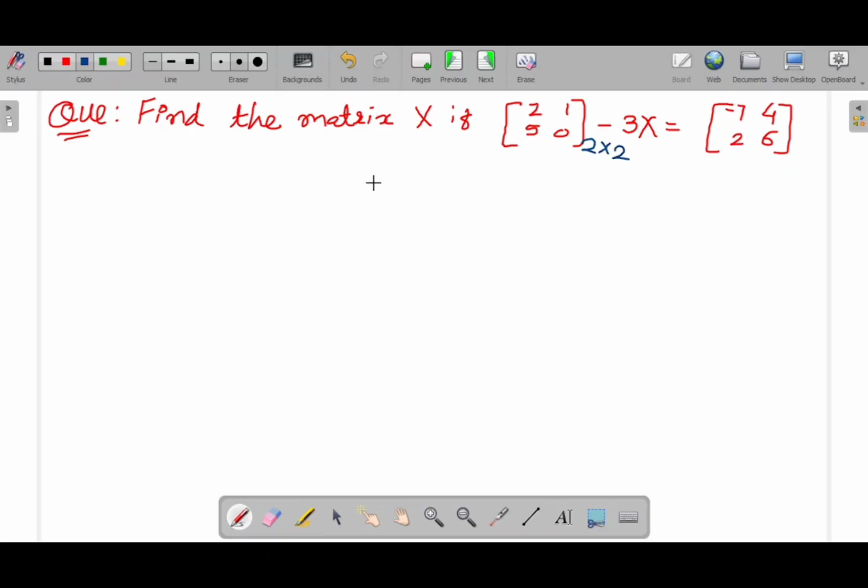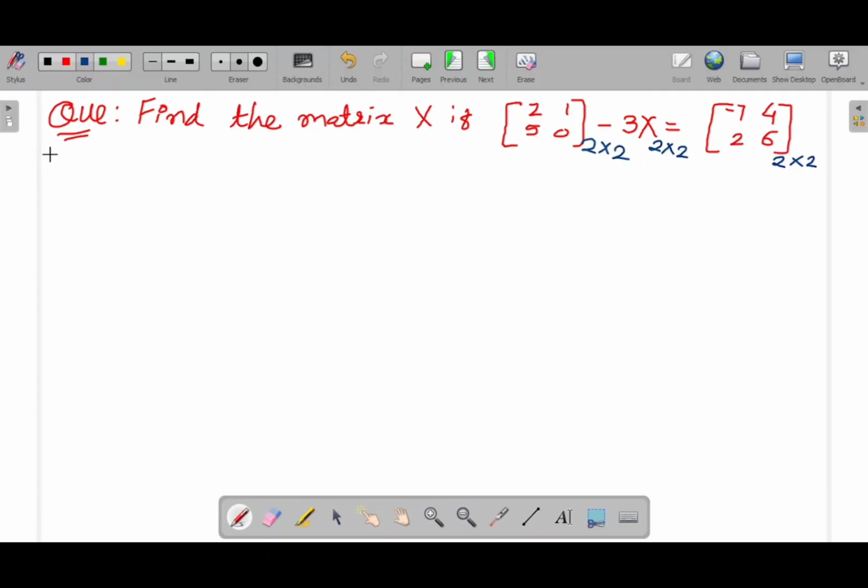During our second video on addition and subtraction of matrices, we learned that two matrices can be added or subtracted if their orders are the same. So here, according to that rule, the order of matrix X should also be 2 by 2. And because of that, we are getting the resultant matrix 2 by 2. So we come to know the order of matrix X is 2 by 2.